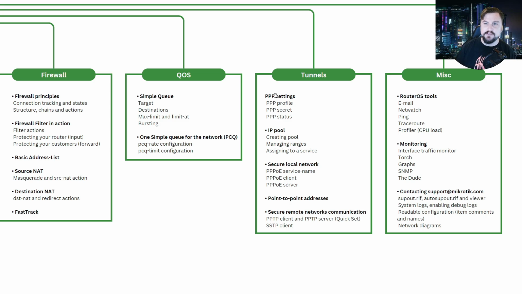With tunnels as well, you'll see there's a lot of tunnel stuff. And with tunnels, you can typically just think of this as VPN tunneling, but not just VPNs. I mean, here we can see there's stuff about PPP. We've got IP pools that we can configure, which is essentially just like an address space that you can assign for stuff like your PPP clients, like PPPoE or L2TP clients or stuff like that. We'll learn about how to secure the local network. We'll learn about point-to-point addressing and also a little bit about the VPN stuff.